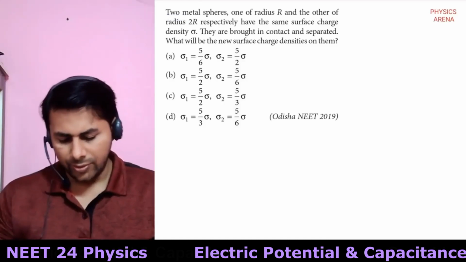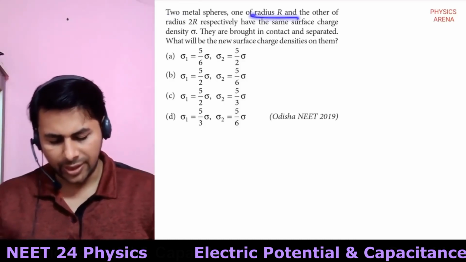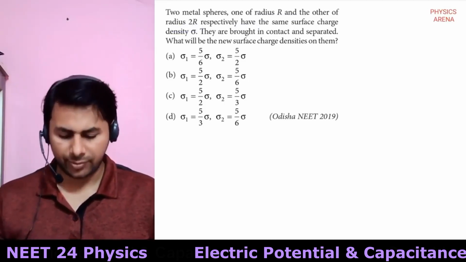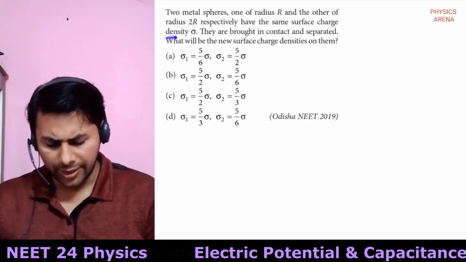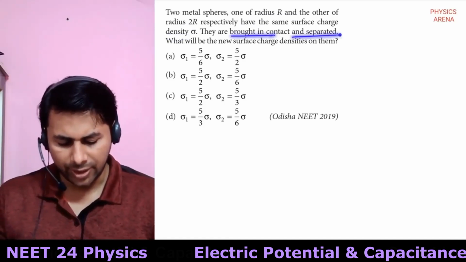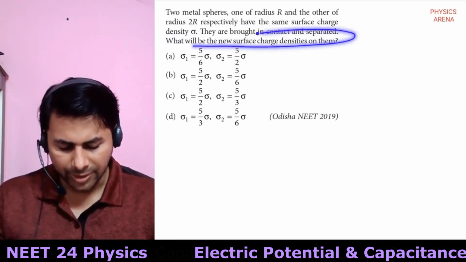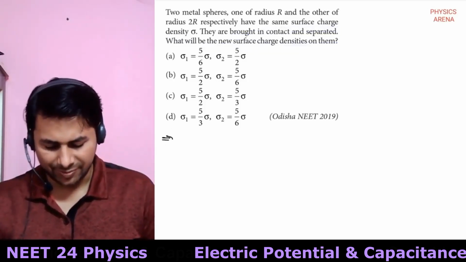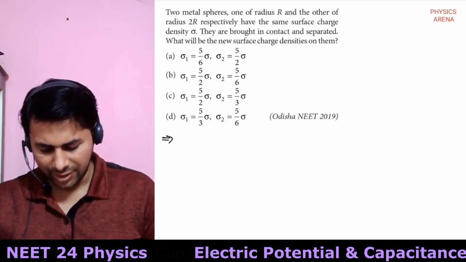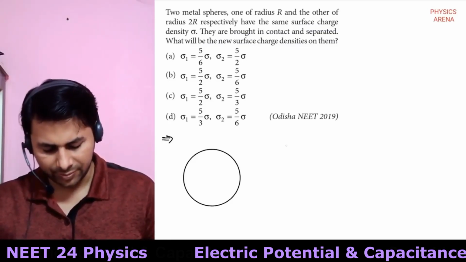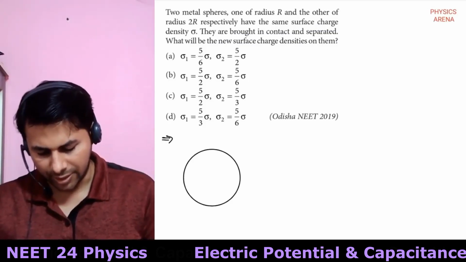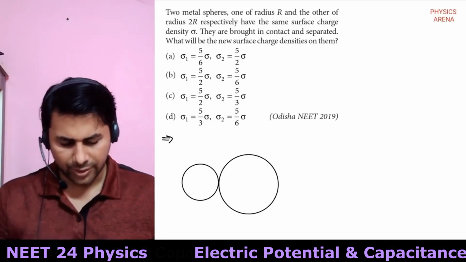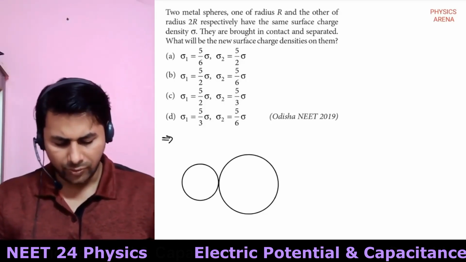Let's see. Two metal spheres, one of radius r, the other of radius 2r, respectively, have the same surface charge density sigma. They are brought in contact and separated. What will be the new surface charge densities on them? So you have two metal spheres. Initially, they have the same surface charge density and their radii are r and 2r. So now, what will happen?